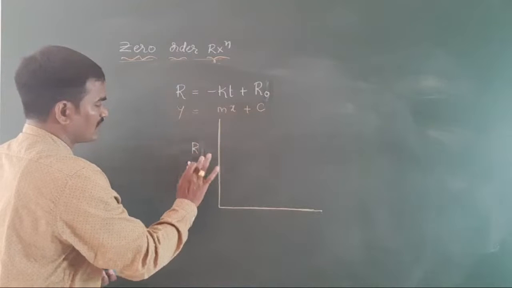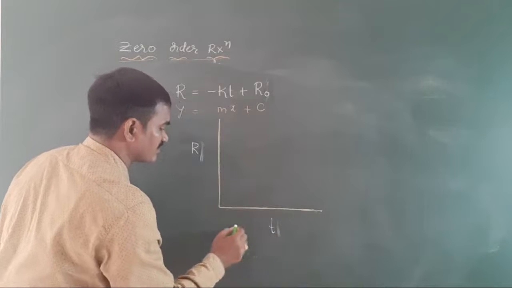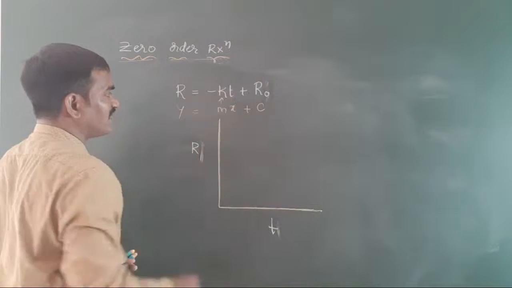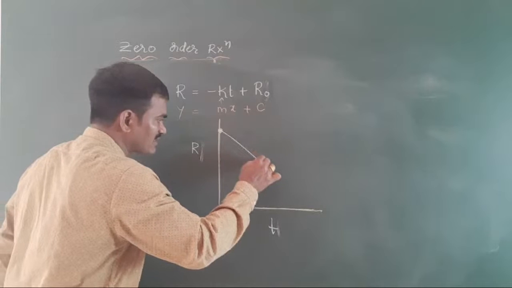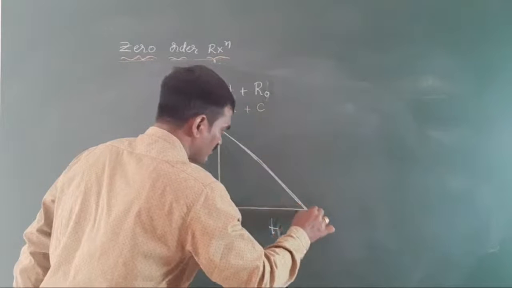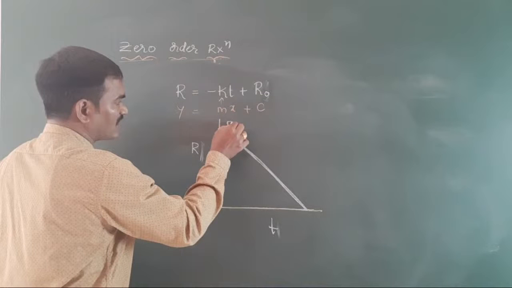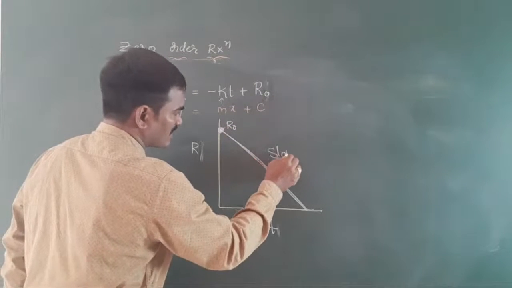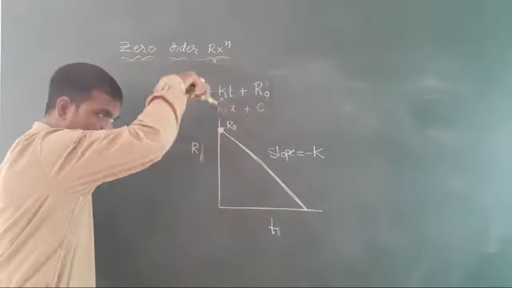R. On the X axis you take time, t. Now m is equal to the slope. Which slope is it? Negative slope. So the negative slope comes like this. Have you got it? What is this? This is R naught. So the slope is equal to minus k. It's a negative slope. That's why we are getting it like this.